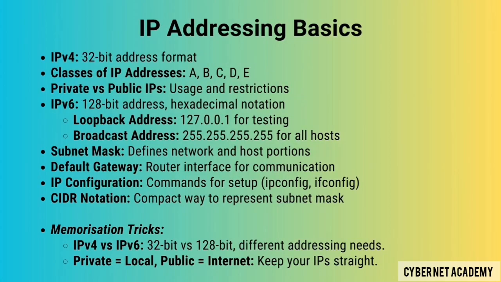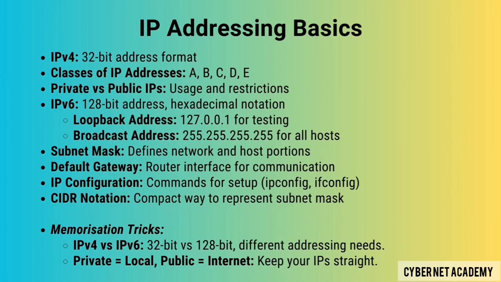An IP address uniquely identifies devices on a network. IPv4 uses 32-bit addresses written as 4 numbers separated by dots. IP classes A, B, and C are for general use, D for multicast, and E for experimental. We have private IP ranges for internal networks and public IPs for Internet use. Private ranges start with 10, 172, or 192.